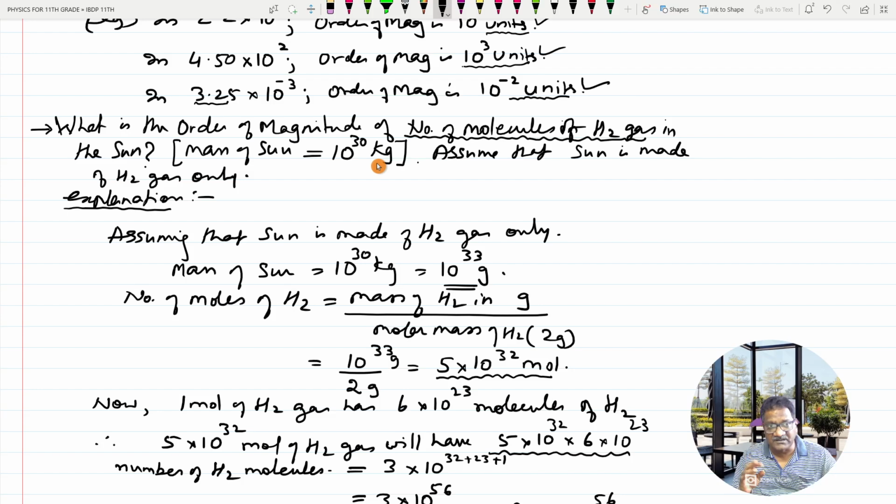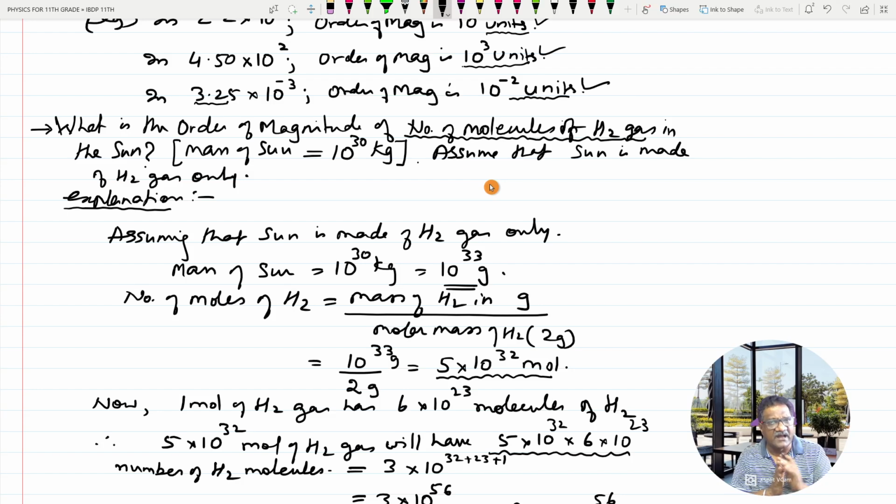Now 10 raised to 30 kg is a very, very huge number. Don't just look at the size of the number that is written over here. 10 raised to 30 means 10 and then 29 more zeros. That many kg. So it's a very, very huge number. So 10 raised to 30 kg is the mass of the sun, and he is telling you that the sun is made up of hydrogen gas only. So this 10 raised to 30 kg is the mass of the hydrogen gas. Sun is completely made up of hydrogen gas.